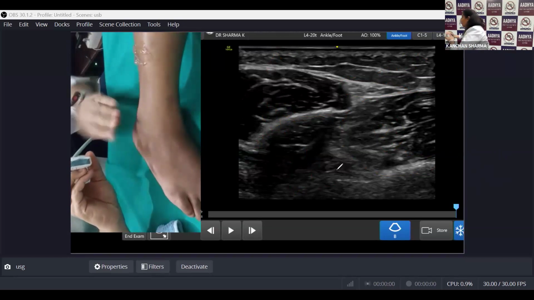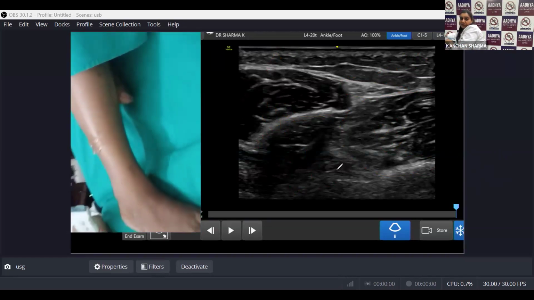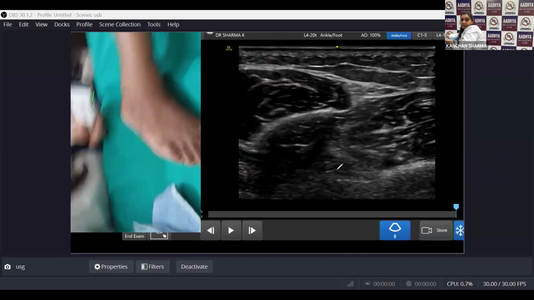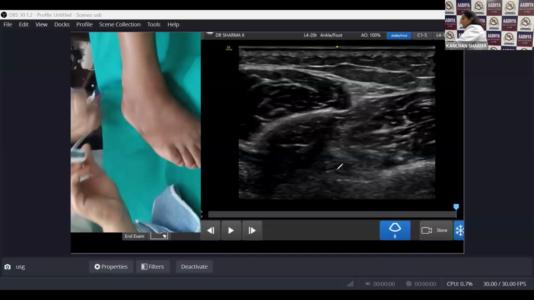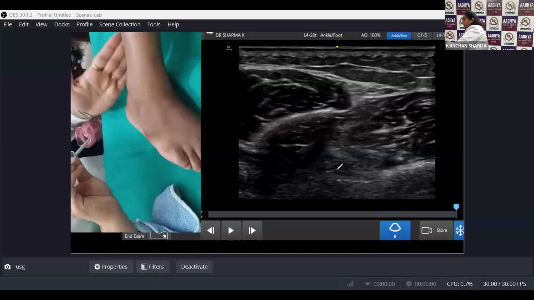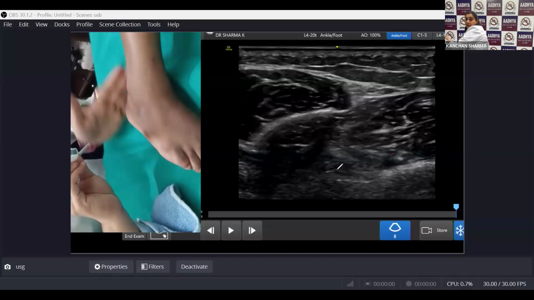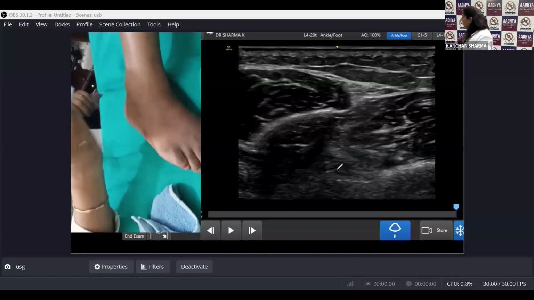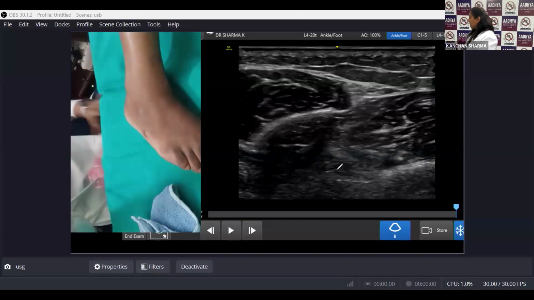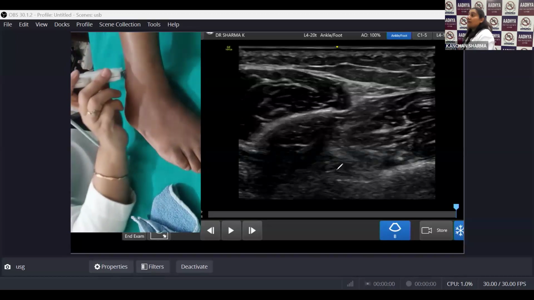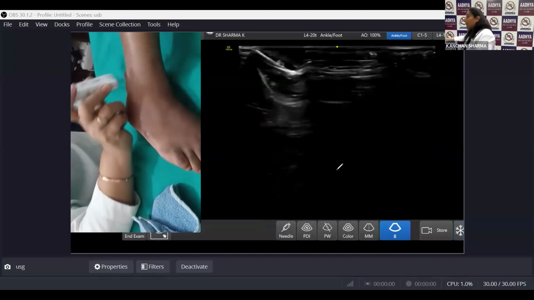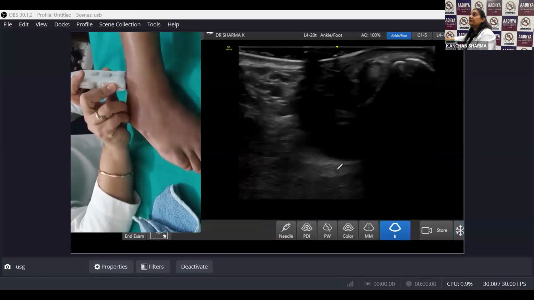So let me show you, or I need to show you from here. So this is lateral malleolus, and that is the Achilles tendon, this border which you are seeing. We'll keep our probe between the lateral malleolus and the Achilles tendon. Fine, like this.